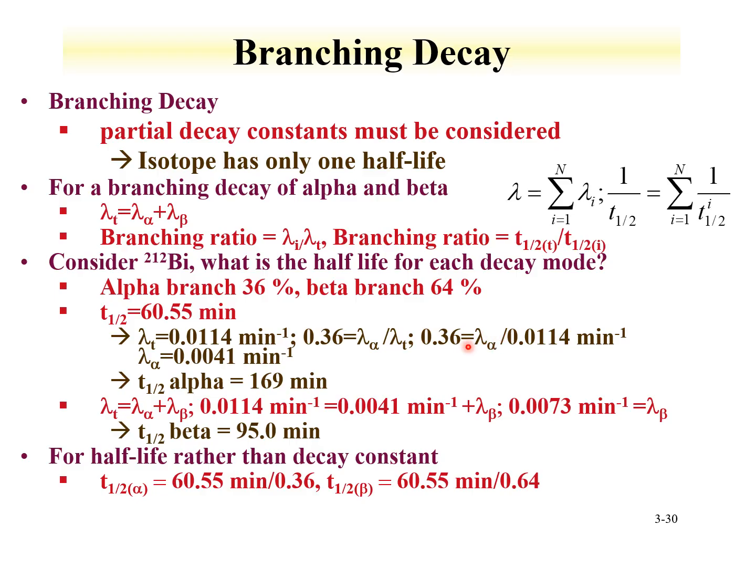Let's solve for the alpha decay constant. As shown here, we get a decay constant of 0.0041 inverse minutes. Log 2 divided by the half-life is equal to the decay constant. We use that to calculate the alpha decay half-life, which is about 170 minutes. We do the same thing for the beta decay, and its value is about 95 minutes.